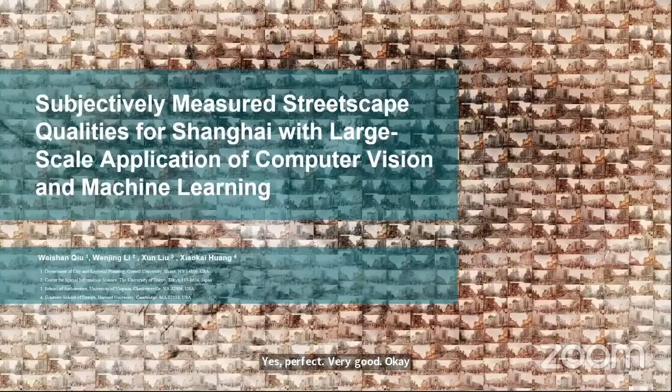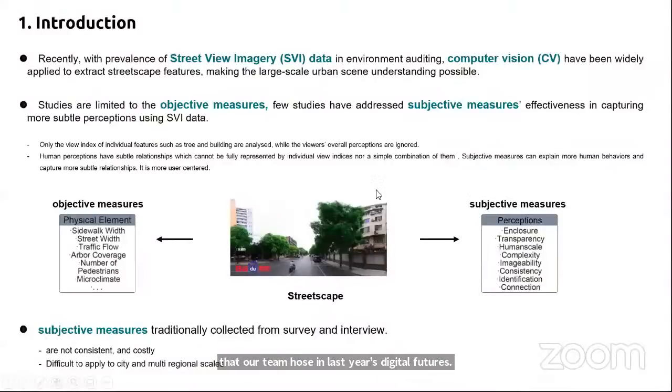Okay. Hello, I'm Li Wenjing from the University of Tokyo Center for Spatial Information Science. The title of our research is Objectively Measure Street Scale Qualities for Shanghai with Large-Scale Application of Computer Vision and Machine Learning. Different from the previous presentation, which focused on large-scale installation, our research is focused on human perception at large scale. This research is part of the output of the workshop that our team held at last year's Digital Futures. And here's a short introduction.